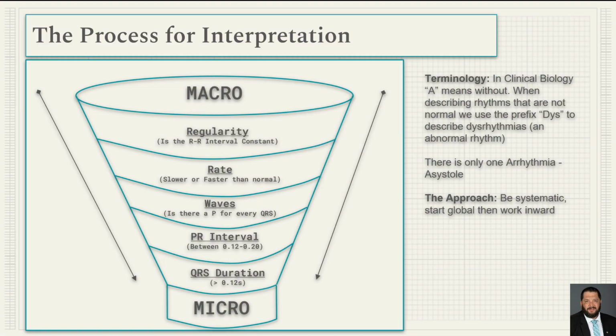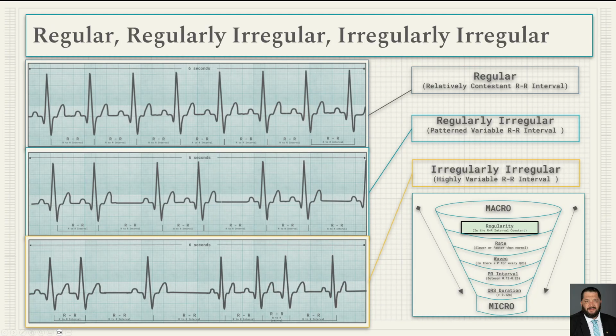A couple of notes about terminology. In clinical biology, the prefix a means without. And so when we describe rhythms that are not normal, we use the prefix dys. We describe these when they deviate from normal as dysrhythmias, an abnormal rhythm, not arrhythmia. There is only one arrhythmia, and that is asystole. Be systematic as we go through each of these, and then we're going to look at them in practice.